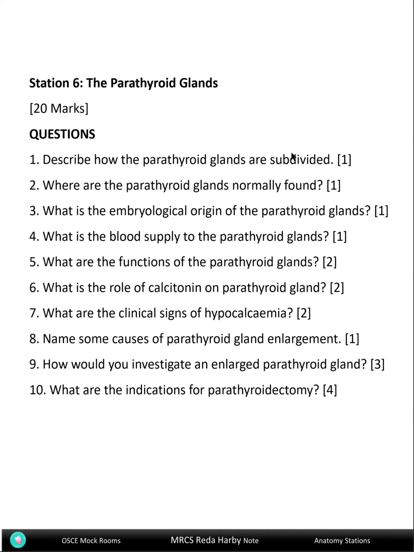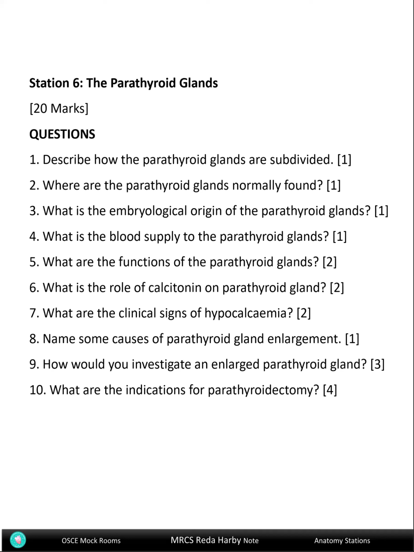Okay, so look, this is the parathyroid glands. Away from these questions, you have from 2 to 6 parathyroid glands, mainly 4. Describe how the parathyroid glands are subdivided and what is the normal location, the embryological origin, blood supply, function, role of calcitonin, and signs of hypocalcemia, which were asked in the last exam. You should remember the 2 signs with me.